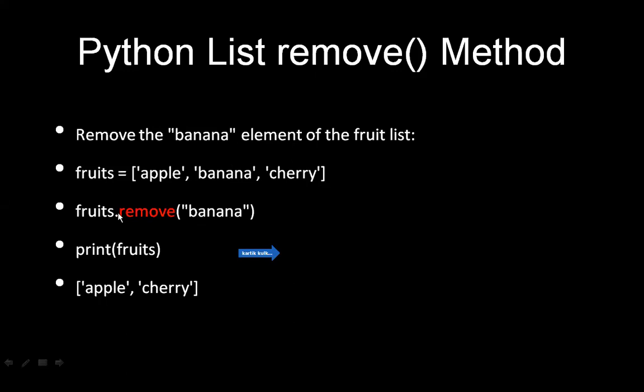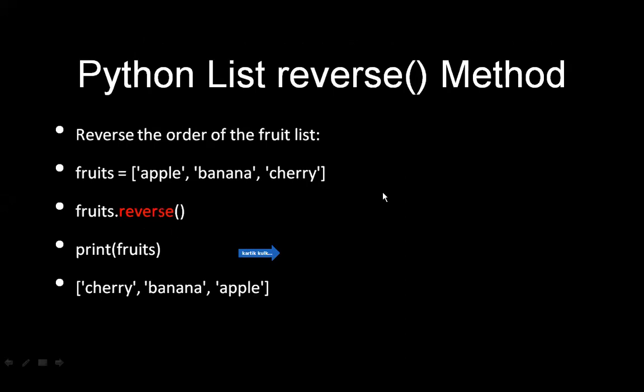So the remove method, as the name itself suggests, is used to remove an element from the given list. Next we will be looking into the reverse method. What do you mean by the reverse method? You need to understand this one. First we are going to look into all the theoretical explanation, and then we will look into the practical implementation of all those methods.